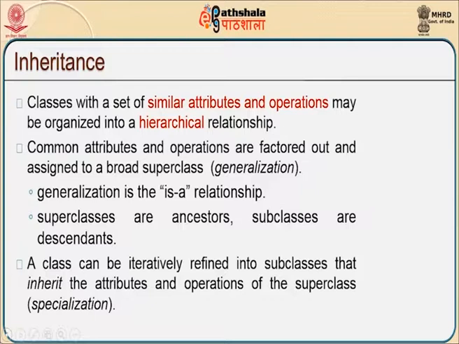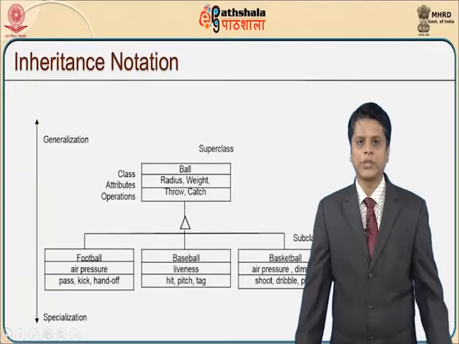Common attributes and operations are factored out and assigned to a broad superclass, which is supposed to be a generalization, which has an is-a relationship type. Superclasses are ancestors, subclasses are descendants. A class can be iteratively refined into subclasses and inherit the attributes and operations of the superclass. I can take you through an example.